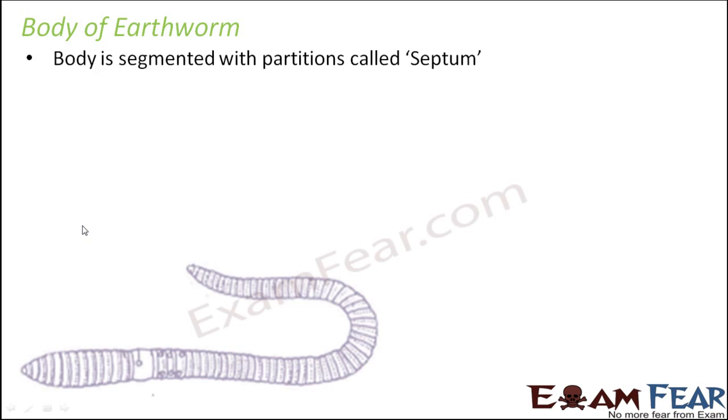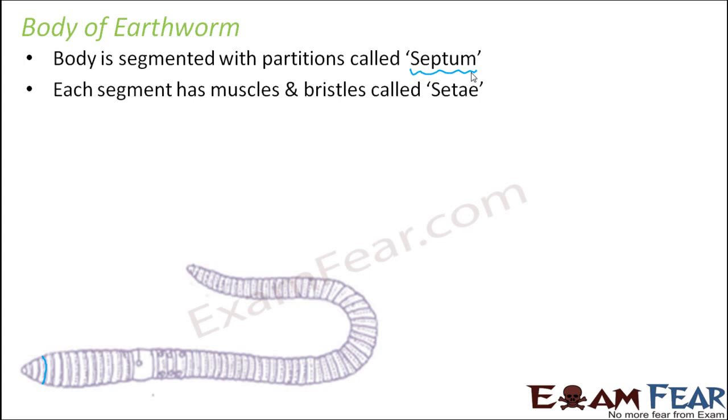How is the body of the earthworm like? As I mentioned before also, the body is segmented. Now, what separates one segment from another? There is a partition or a wall between any two segments. This partition is known as septum. Again, each segment has muscles and bristles called setae. I was talking about some S-shaped structures which are present. They are basically muscular in nature because they are capable of contraction and elongation. So they are called setae.